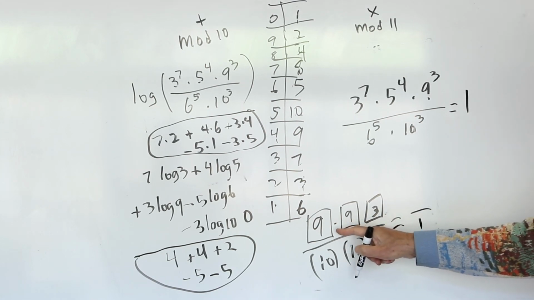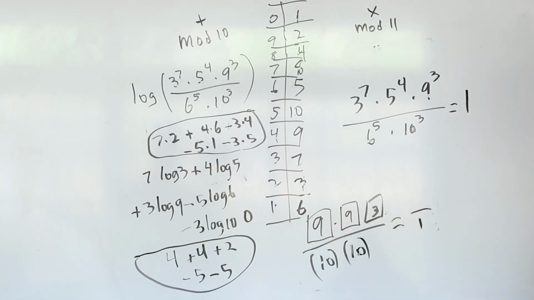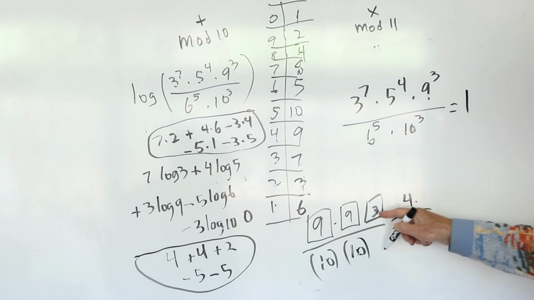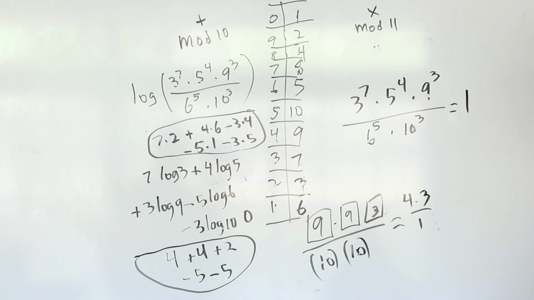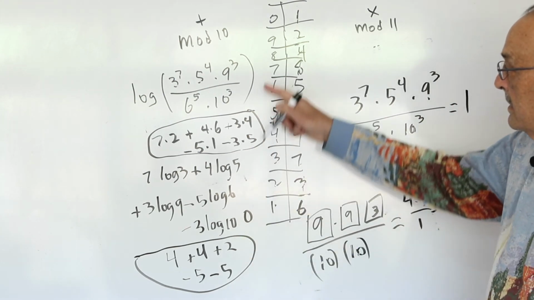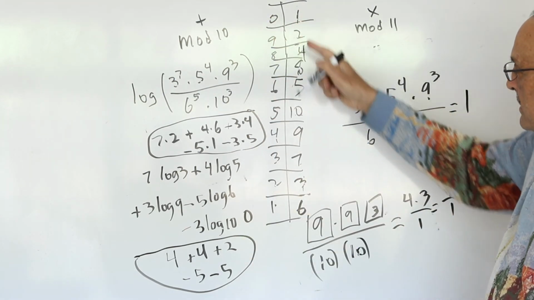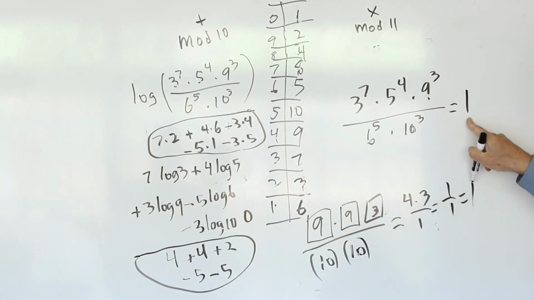81 minus 77 is 4. 4 times 3 is 12. Take away 11 is 1. So we get 1 over 1, which is 1. Okay, so over here we got 0. The anti-log of 0 is 1. So we expected to get 1, and we did get 1.